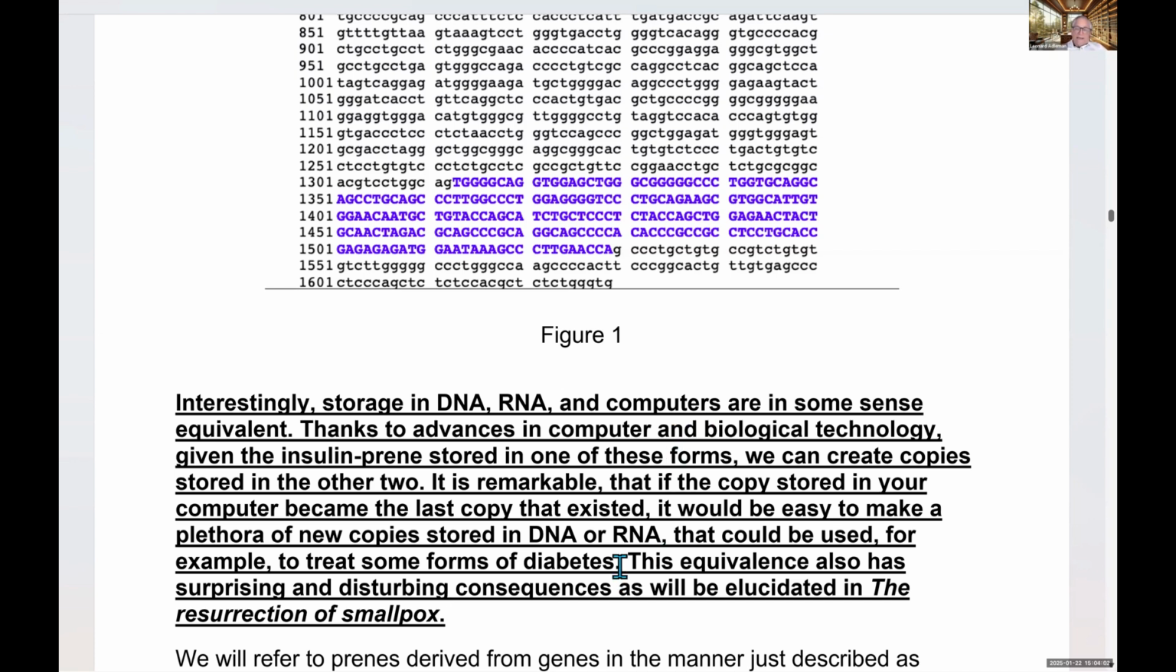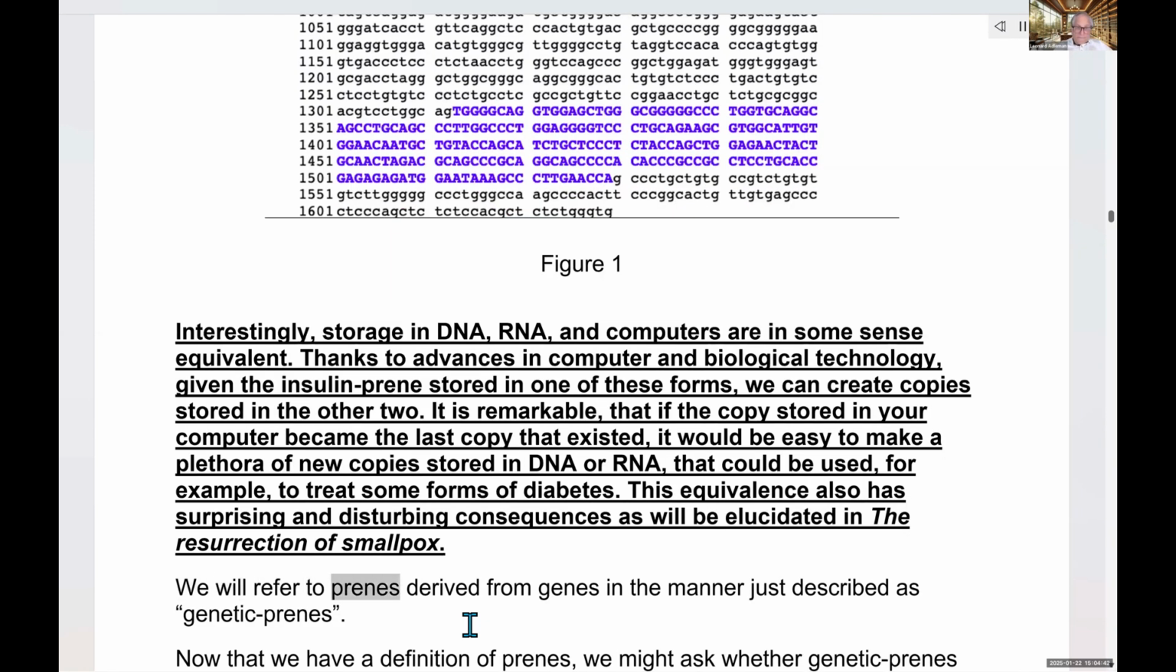Okay. So, and then I have this final thing that this equivalence has surprising and disturbing consequences, as will be elucidated in the resurrection of smallpox, right? And we'll get to that. You saw it referred to in the first lecture. Okay. So this difference in the way we look at what a gene is really matters, as we'll see. We will refer to preens derived from genes in the manner just described as genetic preen. So we didn't have to take the insulin gene and consider it as a preen.